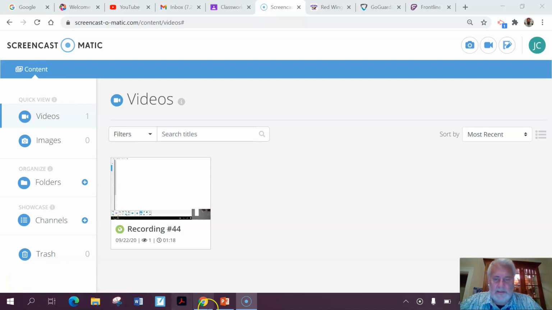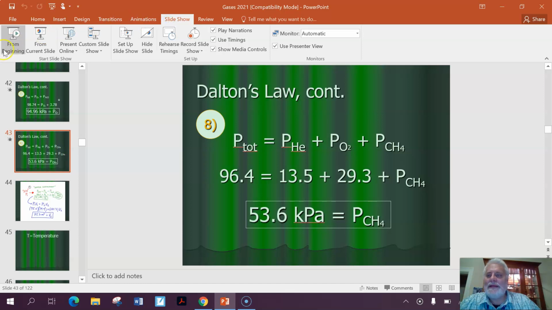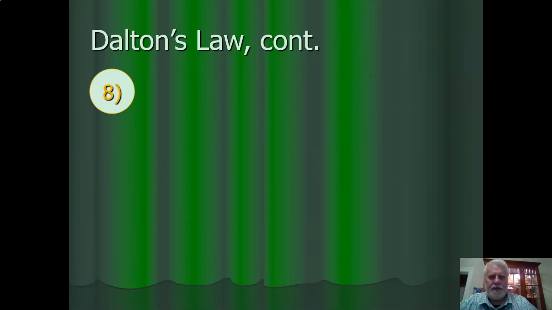Okay, this is gas lecture number 5, and we're going to continue with Dalton's law with problem number 8. One of the things when we look at problem number 8 is we notice that it does not say collecting over water or water displacement. Therefore, you won't need to use the blue sheet, and we won't be dealing with the partial pressure of water vapor.